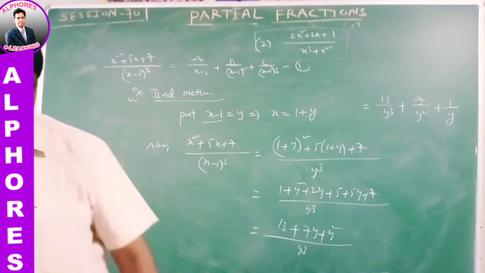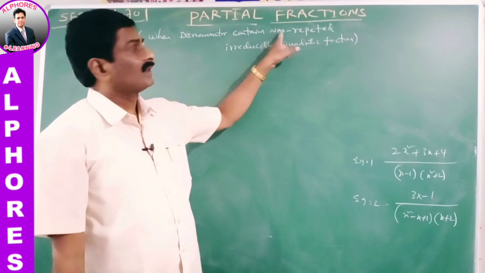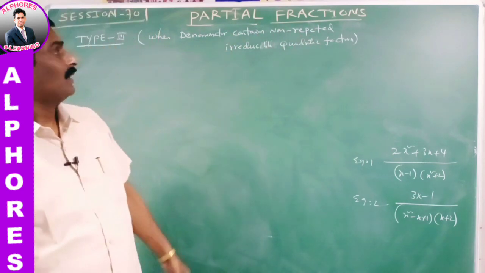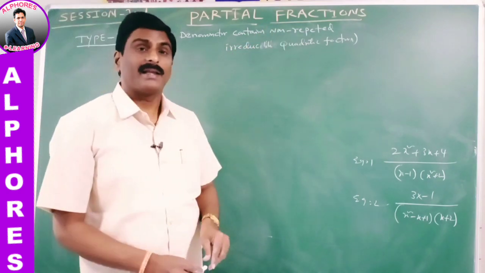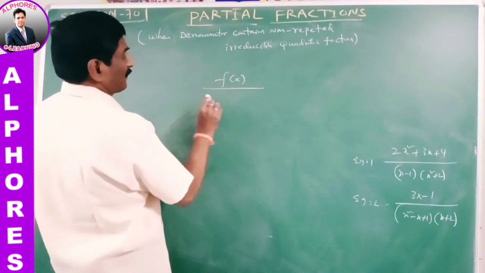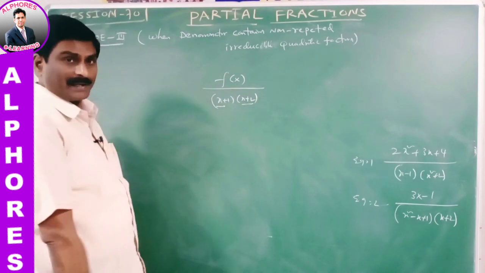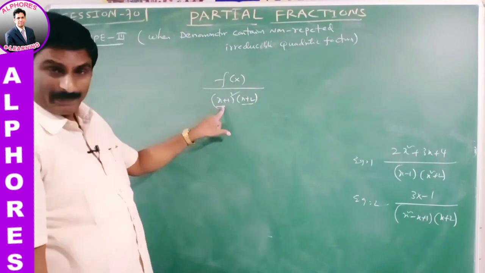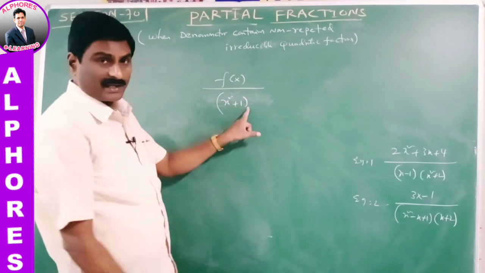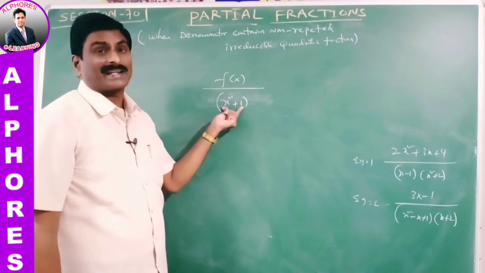Okay. Next, type 3. When the denominator contains non-repeated irreducible quadratic factors. Suppose the rational fraction is in this way, f of x by x plus 1 into x plus 2. In this case, the linear factors are non-repeated. With whole square, it is repeated. Suppose the problem is f of x by x square plus 1. It is a quadratic. Are there any factors for this value? No factors.